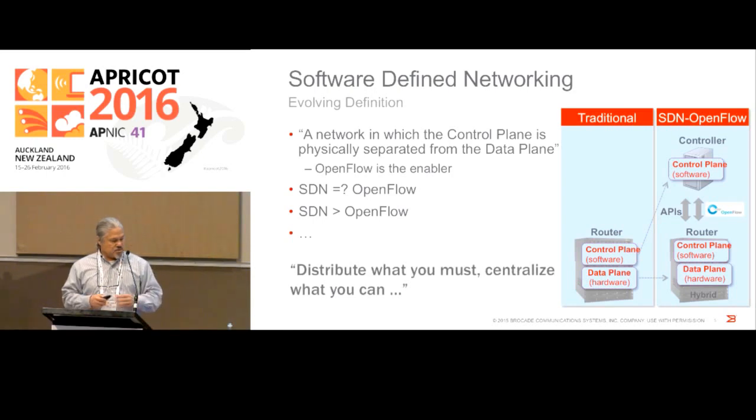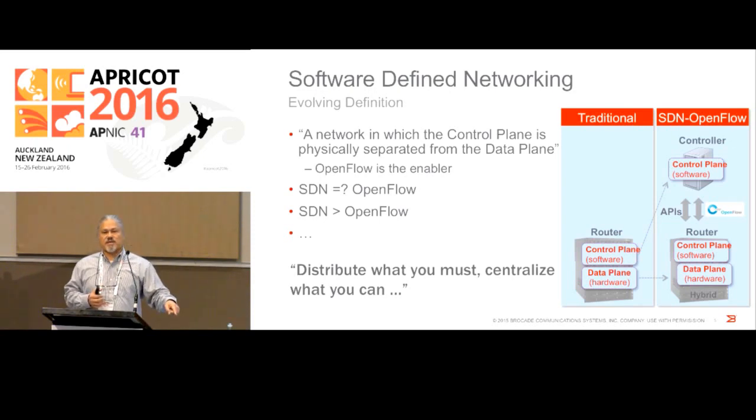And then I stole this, I think, from Yakov or someone: distribute what you must, centralize what you can, right? So the purists want to centralize everything in the controller. In my opinion, they're going too far to one side. Right now, everything's distributed. Distributed protocols work, right? OSPF works, BGP works. If it's not broken, why try to fix it? Why try to centralize routing protocols that work in a distributed manner? So distribute what you must, centralize what you can.